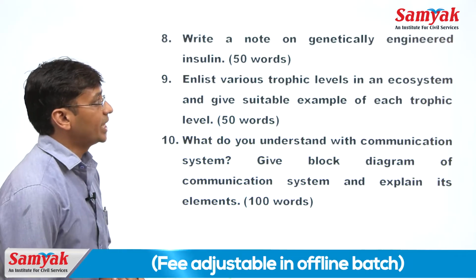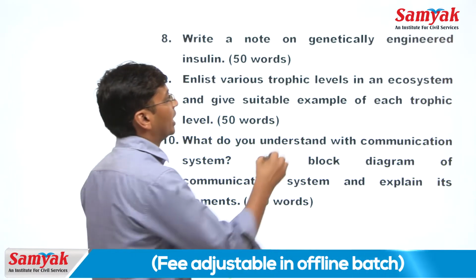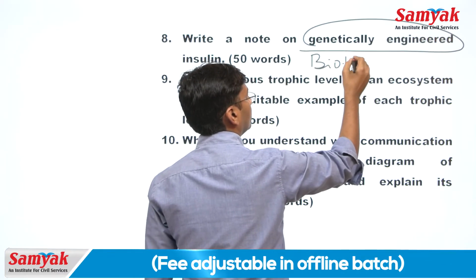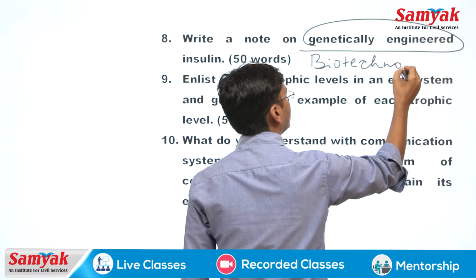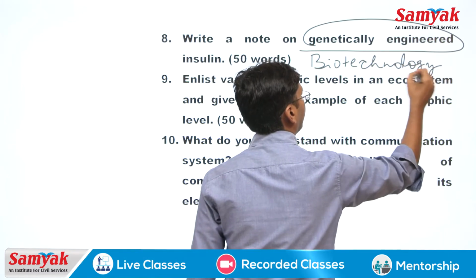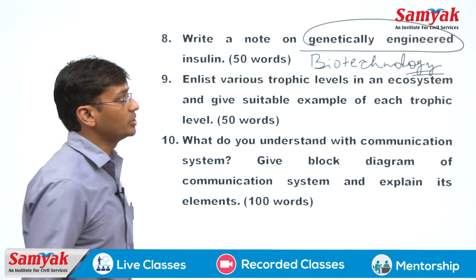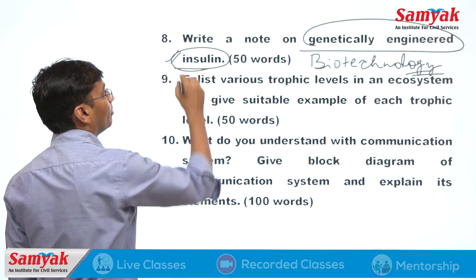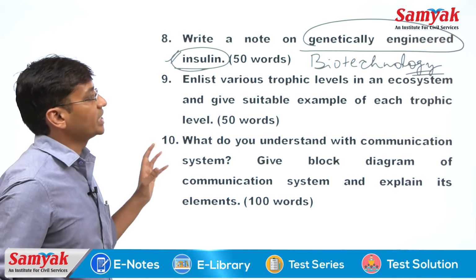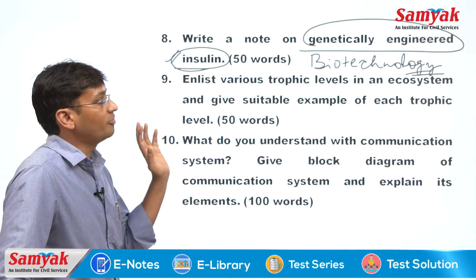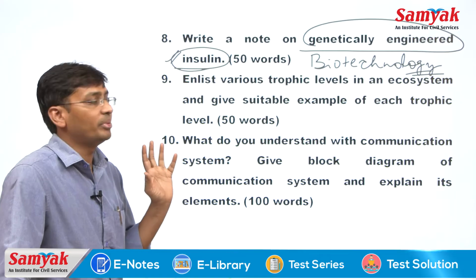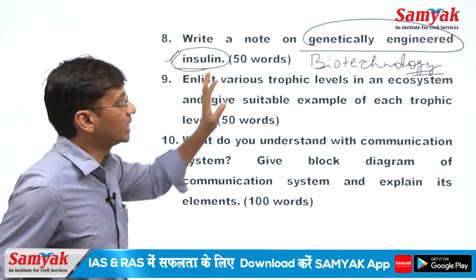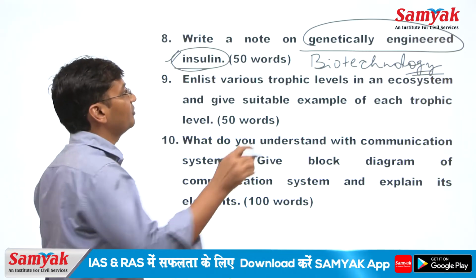Next is, write a note on genetically engineered insulin. This question is related to the biotechnology chapter, or genetic engineering. Write a note on genetically engineered insulin. Actually, insulin was the first protein or substance which has been engineered genetically, or engineered artificially. So, you have to write about genetically engineered insulin, in 50 words.